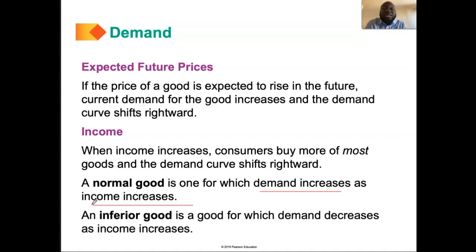An example is ramen noodles. As you become rich or as you get richer, there's no need to buy ramen noodles, right? You actually want to buy calamari, you want to buy steak, you want to buy something good, right? So as your income increases, demand for that good decreases. At the same time, as your income decreases, man, you need to save, so you're going to buy some ramen noodles now, okay? So demand actually increases in that sense for inferior goods, okay?